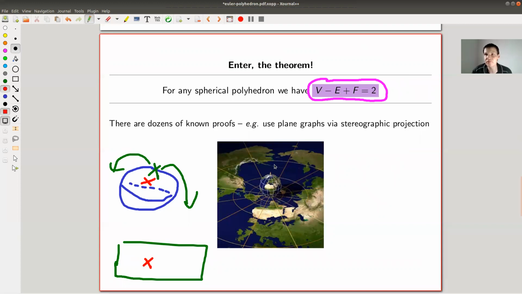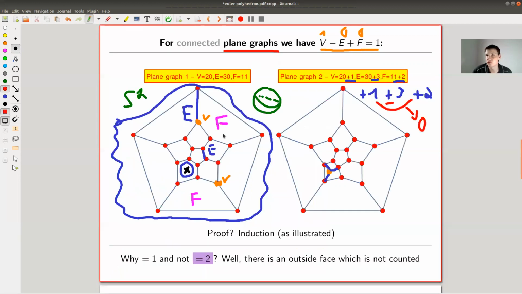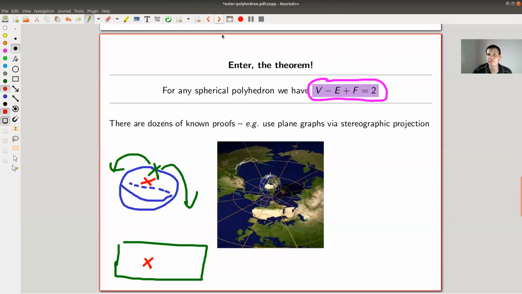There are zillions of other proofs. Some people like to collect proofs of Euler's polyhedron theorem because they're quite nice and combinatorial in nature. But I just showed you one of them, which I think is reasonably nice and simple.